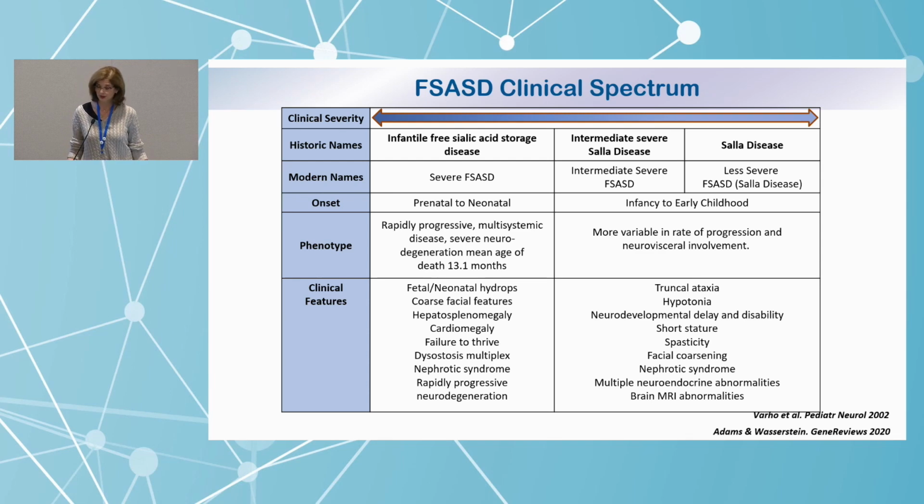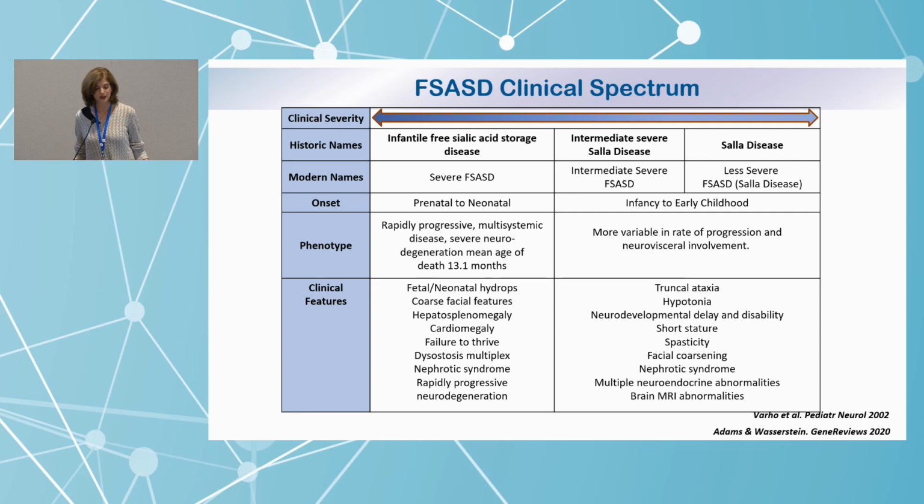The onset of severe FSASD is prenatal to neonatal. It's a rapidly progressive, multisystemic disease with severe neurodegeneration, and death is typically at around a year of age. Clinical features can include fetal and neonatal hydrops, coarse facial features, hepatosplenomegaly, cardiomegaly, failure to thrive, dysostosis multiplex, nephrotic syndrome, and again, a rapidly progressive neurodegeneration.